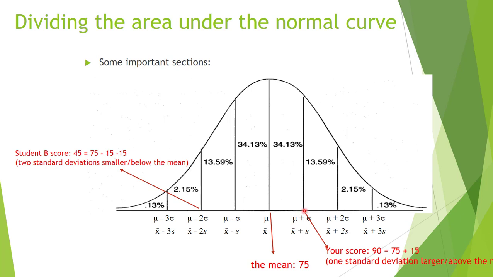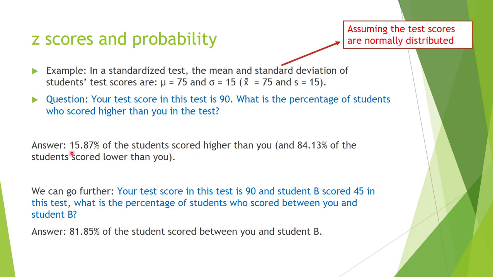Your data point is here. So this percentage, together with this percentage and this percentage, altogether represent the percent of students who scored higher than you. If you add these three percentages together, you will be able to see the answer for this question will be 15.87, because the total area underneath the curve is 100.